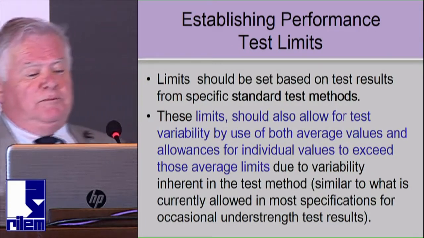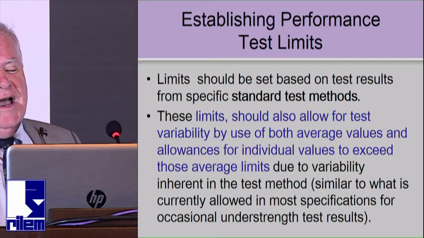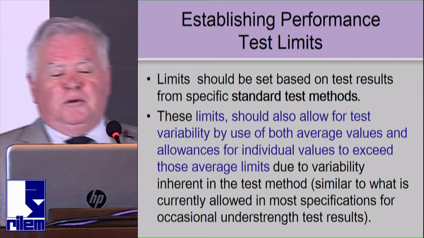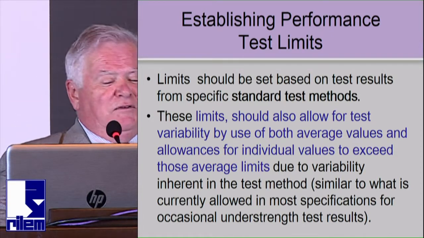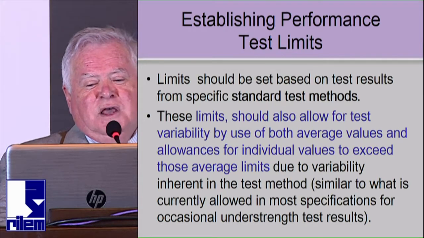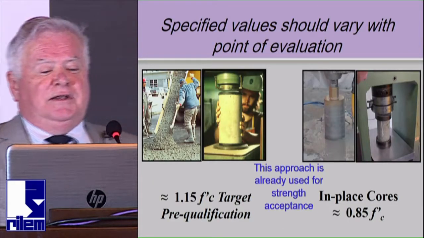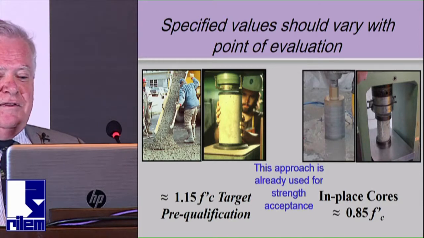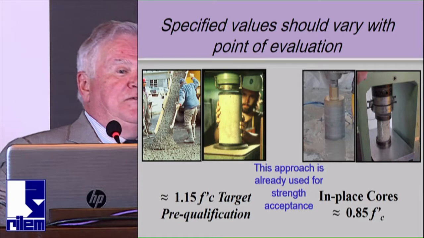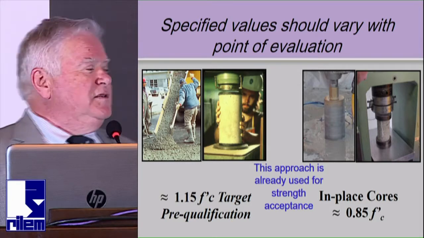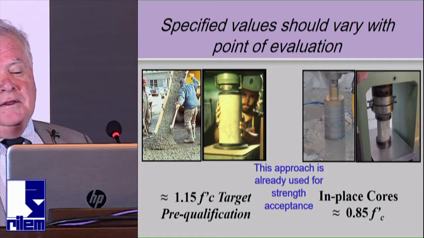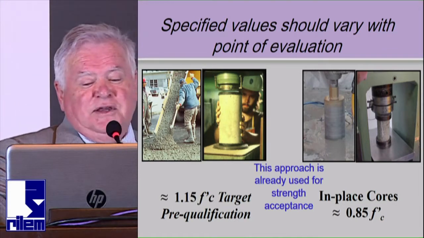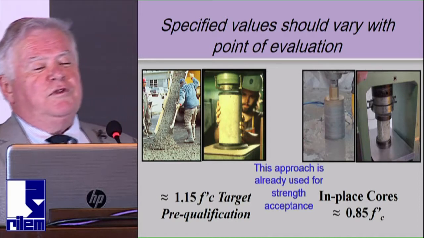One of the things about setting performance limits is you will have to allow for the variability. All test methods have variability. They're not uniform. They don't give you a single value. There's variability in test methods, and you have to allow for that. And we typically allow for that because most people would design for a strength higher than the specified strength, some target value plus the standard deviation of the production, say 15% higher than the specified strength. And of course, if things are low, you don't throw away all the concrete.